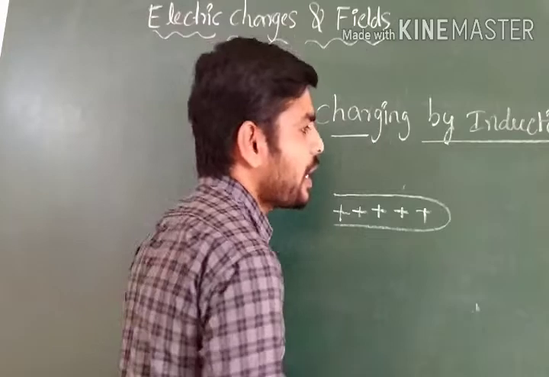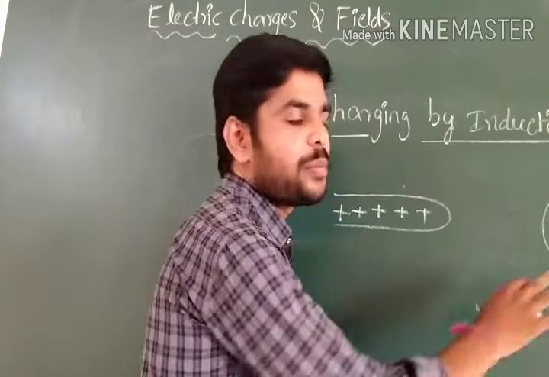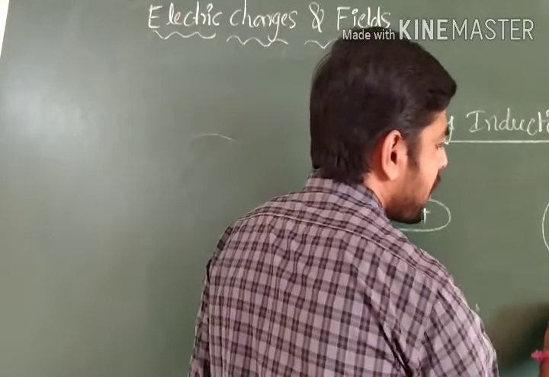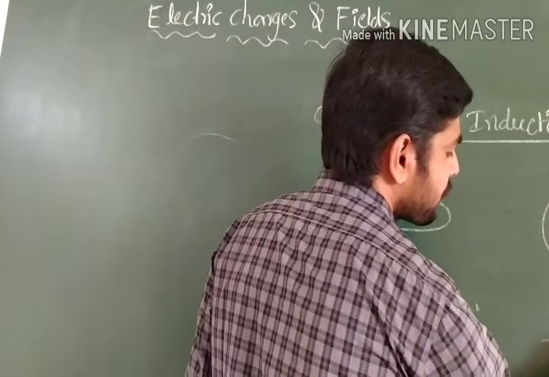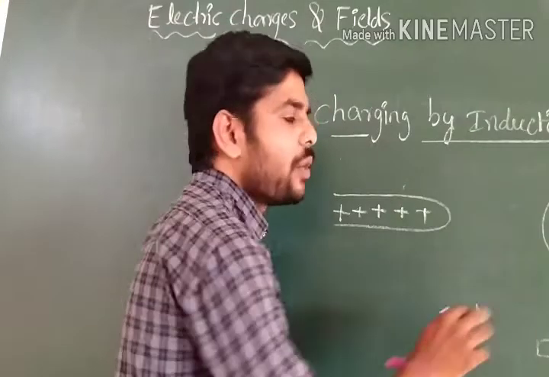I am taking, again, one more sphere, a neutral sphere. This is metal also, this one also metal. This sphere I am taking, and this sphere is made to stand like this. Again, this is one of the neutral spheres.